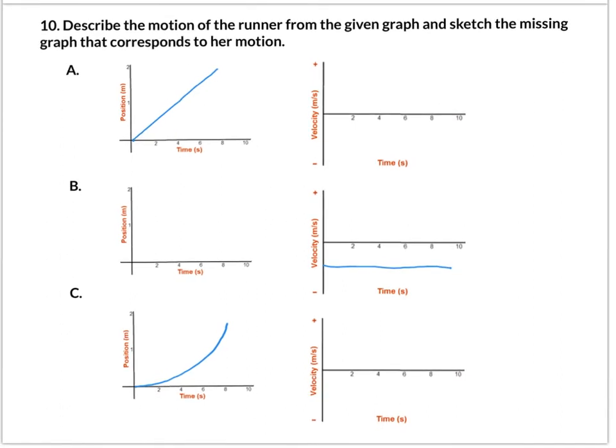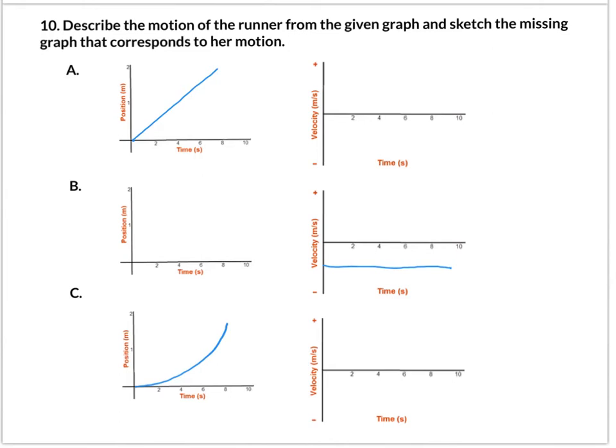So number 10, describe the motion of the runner from a given graph and sketch the missing graph that corresponds to her motion. It's all about slope, everybody. All right, so let's look at the given graph here. I'm going to make my pen a little smaller. Can you guys see that? Maybe. All right, let's make our pen a little smaller here. So let's look at A.